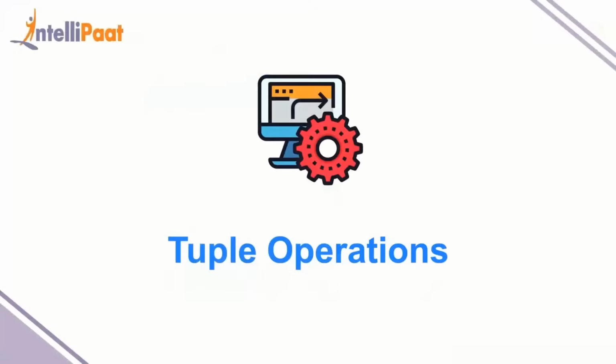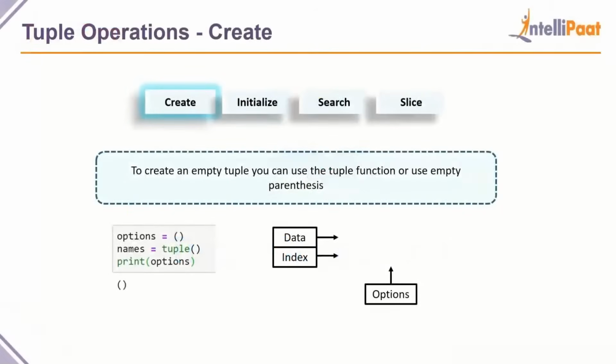Now let's take a look at a few tuple operations. The first one is create. To create an empty tuple, you can use the tuple function or use empty parentheses. Parentheses are these small brackets, as you see in the example that we have listed below.